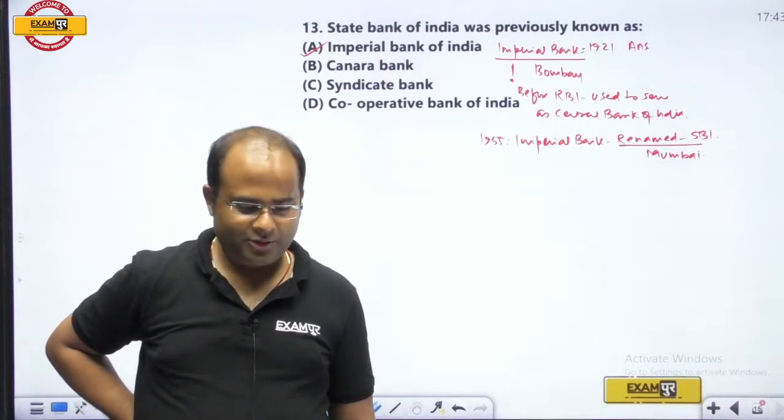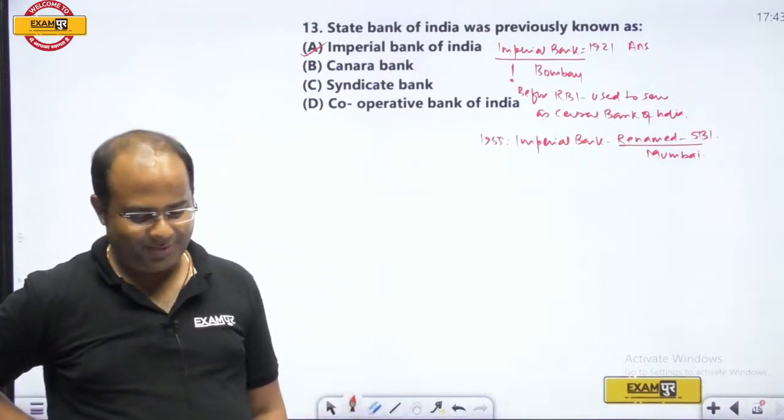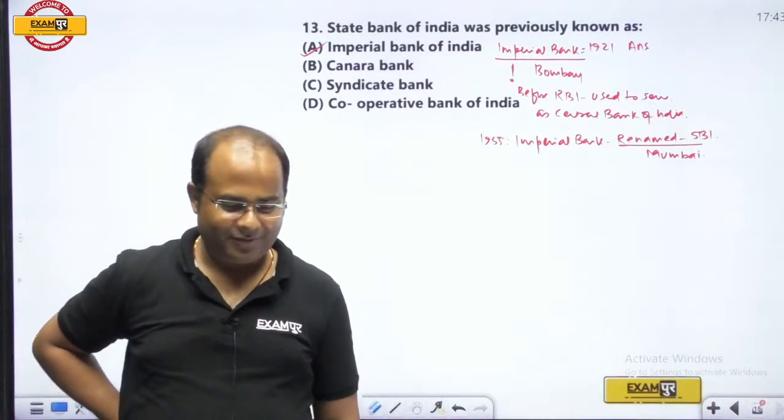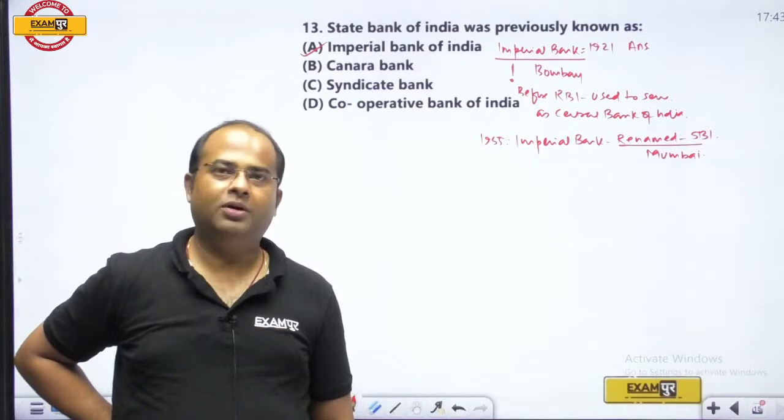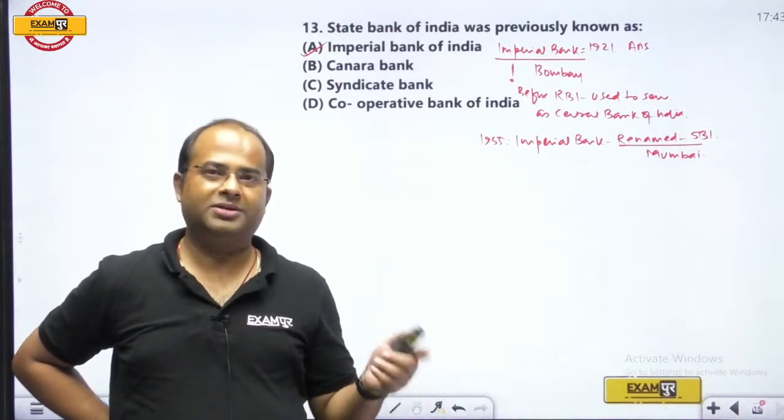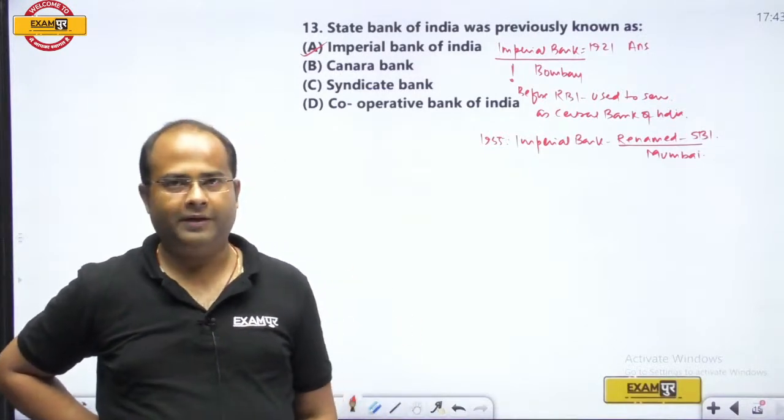Okay, so you were watching your recorded session. That's so clever of you, Ayush. And I hope Ashwini, you got it. Imperial Bank was in 1921, then it was renamed as SBI in 1955.